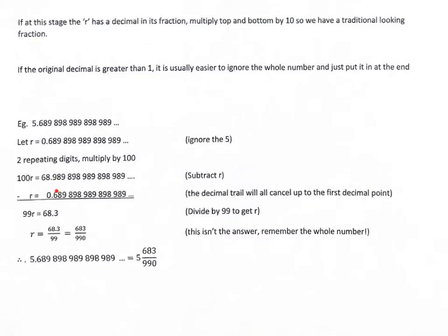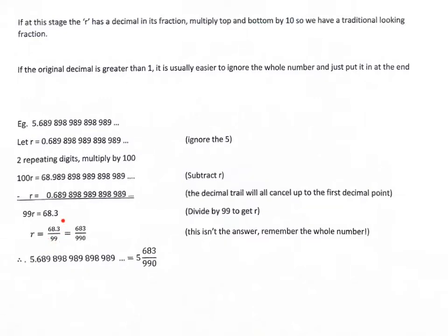After that, we've got a 9 and a 6. They take away to get 3. 68 minus 0 is 68. And then we've got 100R, take away R, which is 99R. So 99R equals 68.3. Divide by 99 to get 1R, and we get 68.3 over 99.